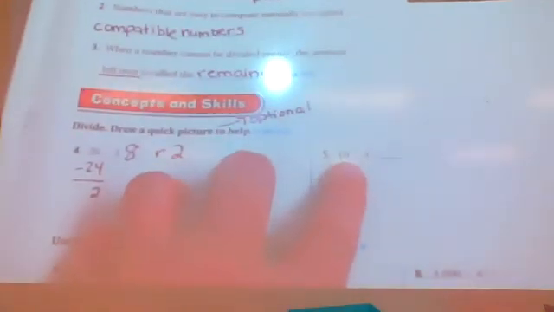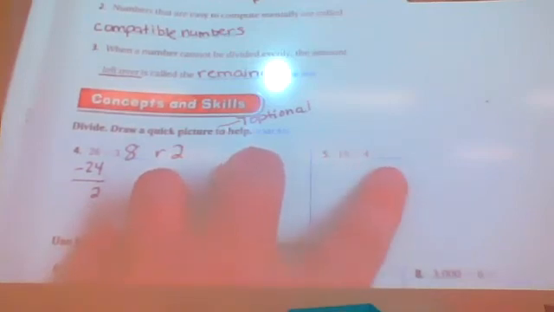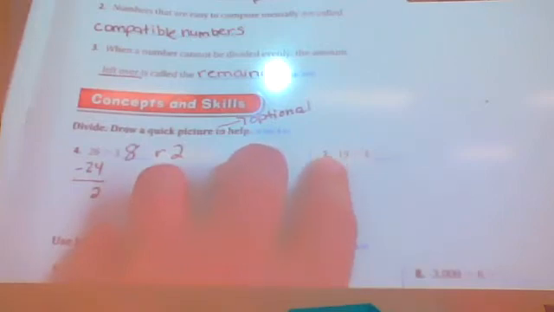Four going into 19. We want to know how many times 4 can go into 19 without going over. So you start thinking of multiples of 4. 4 times 1 is 4. 4 times 2 is 8. 4 times 3 is 12. 4 times 4 is 16. 4 times 5 is 20. Oops, 20 is too big. So we have to go the one spot under that.